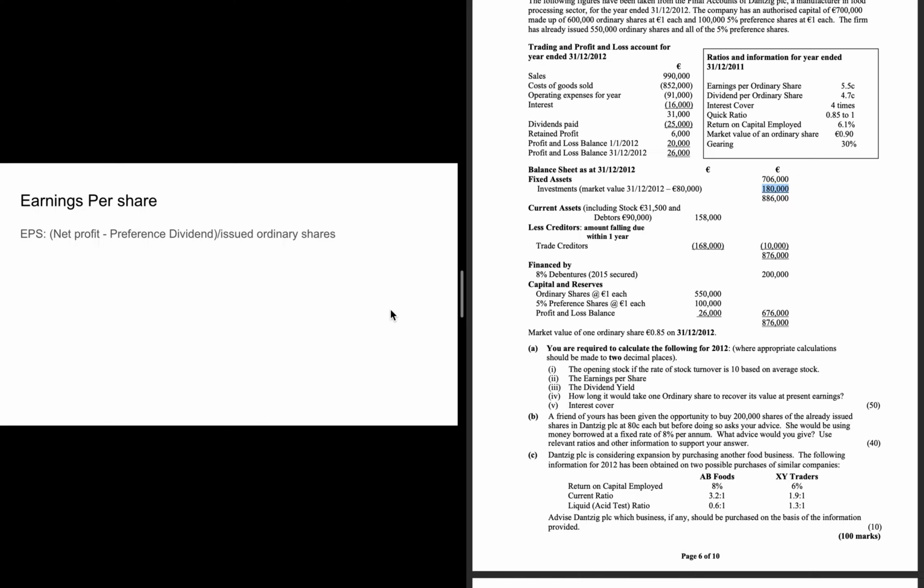Part 2 then, earnings per share. We know it's net profit minus preference dividend over issued shares. So the net profit is 31,000. That might have thrown a few people that year because it didn't actually say net profit, but that's the net profit, the one after the interest. So 31 minus 5 over 550 is 0.00473. So that's 4.73 cent.